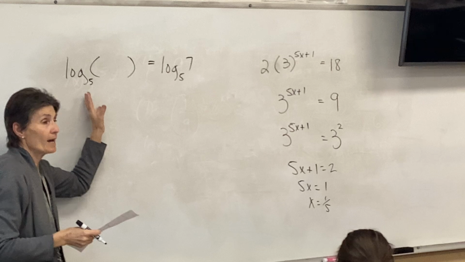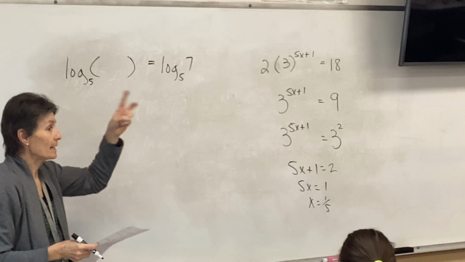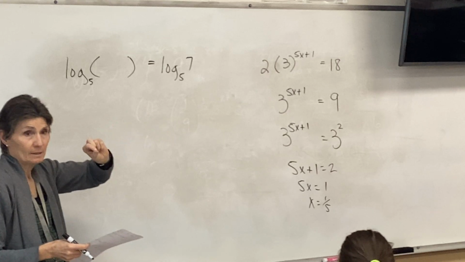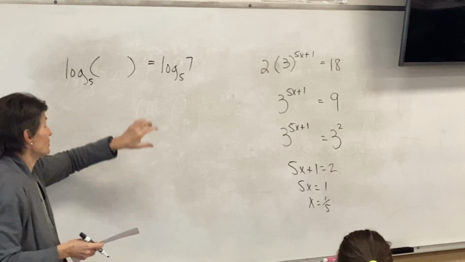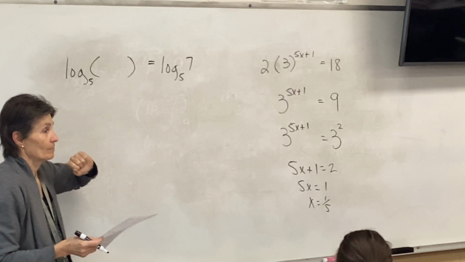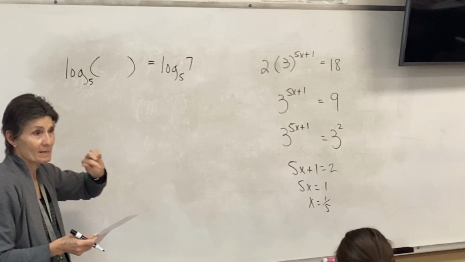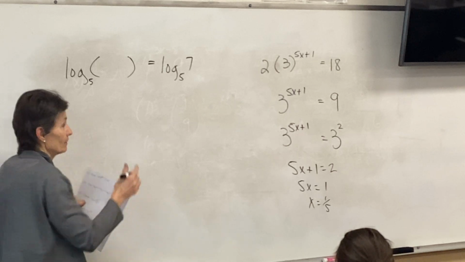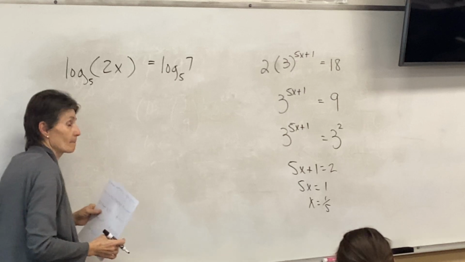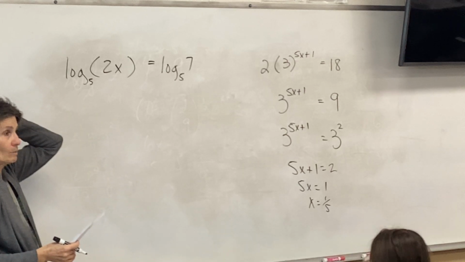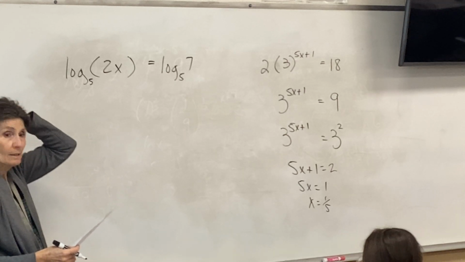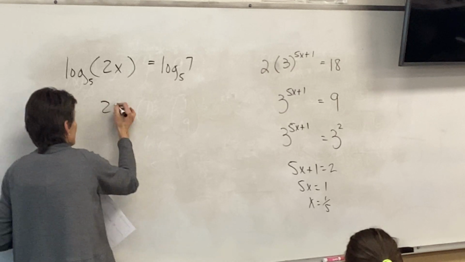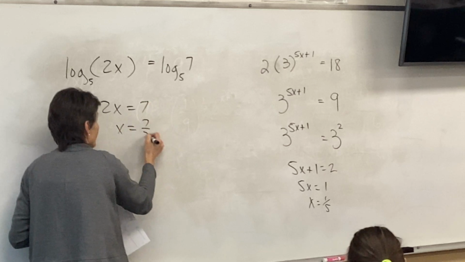The ones on the left side have to go together. I can't have 2 logarithms, folks. Can't do it. So I gotta put them together. How am I gonna put them together? What's gonna go inside that parentheses? 2x. Why is it 2 times x? Because the logarithms are being added. Now, men and women, can I cancel my logs? Yes. So 2x equals 7 and x equals 7/2.